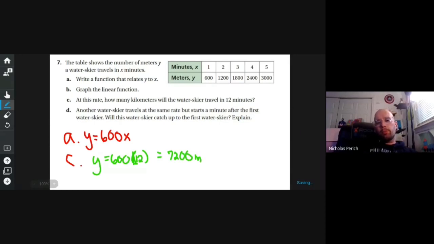meters. Now, this is a trick problem because it asks for kilometers. So every 1,000 meters is a kilometer. So 7,200 meters is the same as 7.2 kilometers. Although I'd be very happy with that answer right there. They're both correct.